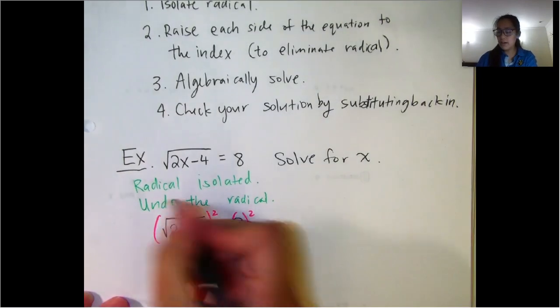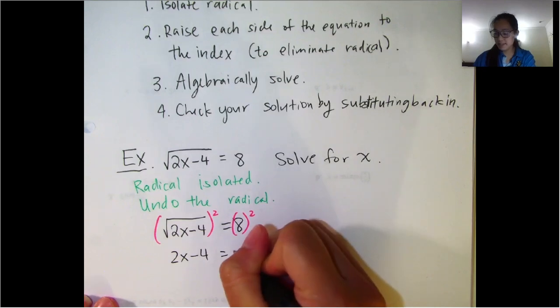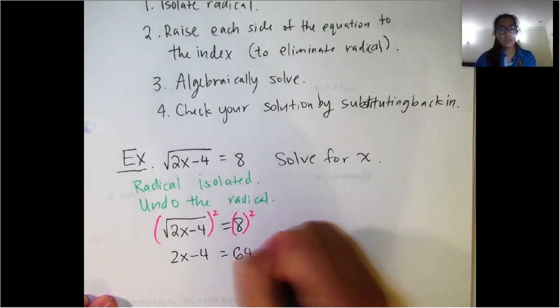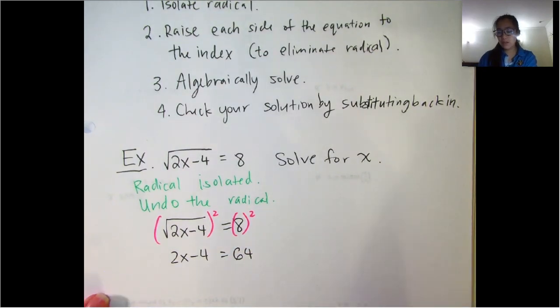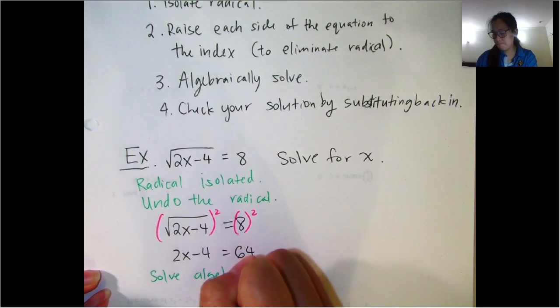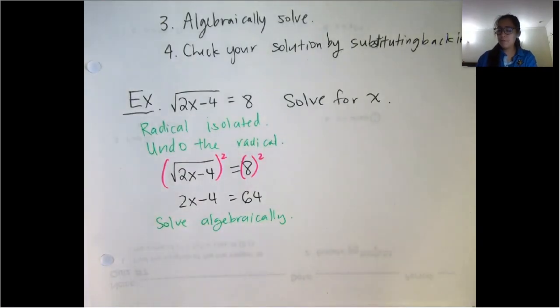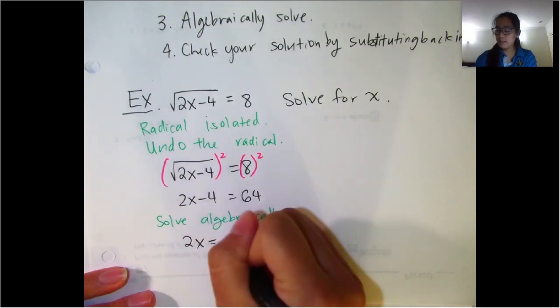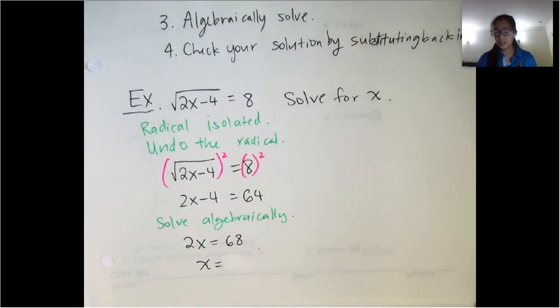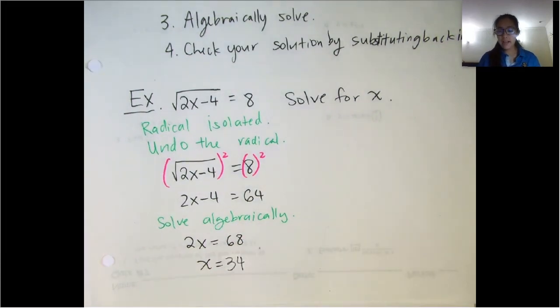So we square both sides, and we get 2x minus 4 equals 64. This is now just solving algebraically. We add 4 to both sides, so we have 2x equals 68. Then we divide both sides by 2, and we get x equals 34. Are we done?